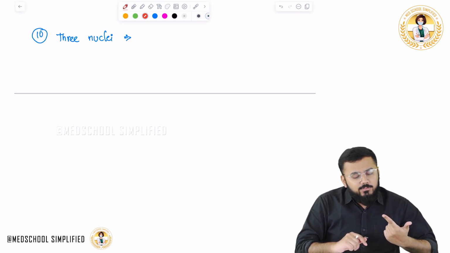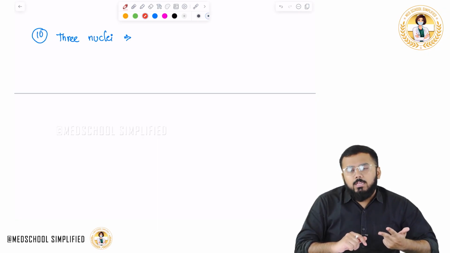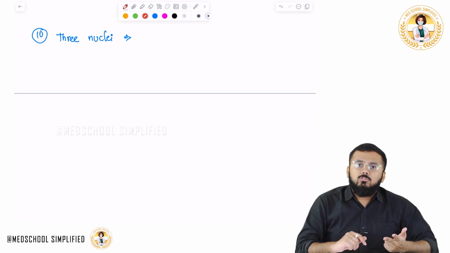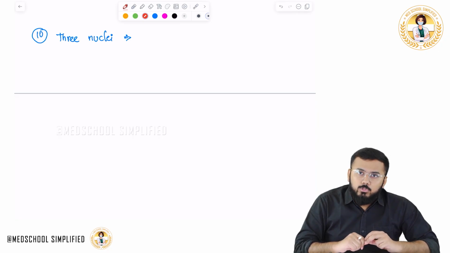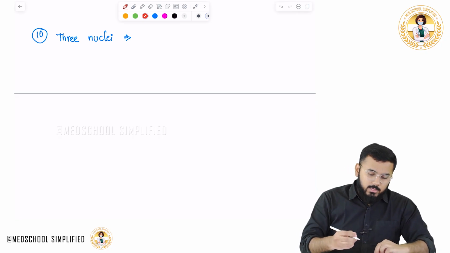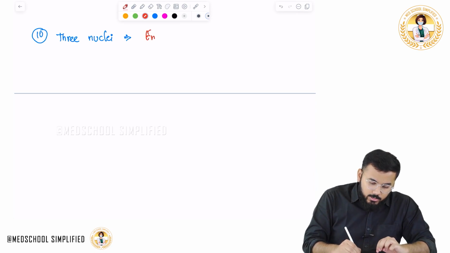What are the three nuclei here? Nucleus fastigius, nucleus emboliformus, as well as nucleus globosus. So these are the three important nuclei that are located. What are the three important nuclei? Emboliformis.